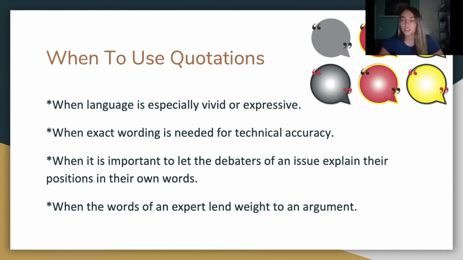So that means that when an expert is saying something very important to an argument that you're putting into your paper, you want to make sure that you write and say what you're trying to say along with the expert. So now it increases your credibility.